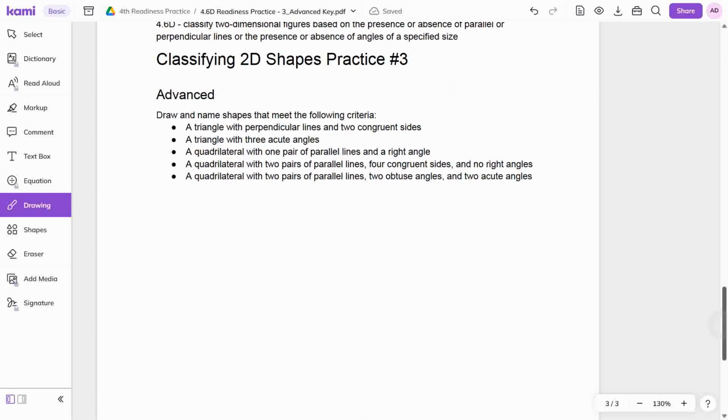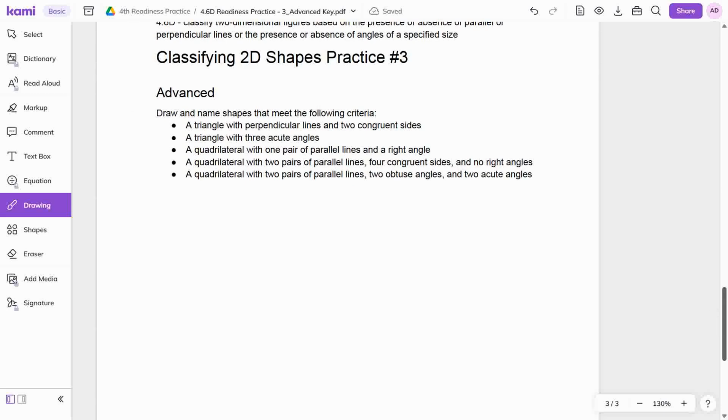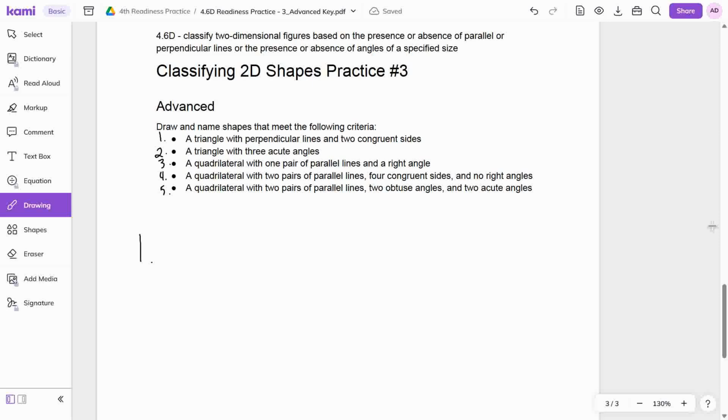So that's how we would classify these shapes based on parallel perpendicular lines and the presence of certain angles. Now we need to draw certain things. So let's just go ahead and label these 1, 2, 3, 4, 5. And let's draw what they want us to draw. A triangle with perpendicular lines and two congruent sides. So we need perpendicular lines like this. So I'm just going to make my right angle like this. And two congruent sides means these two sides need to have the exact same length. So we're going to make a right angle like this.